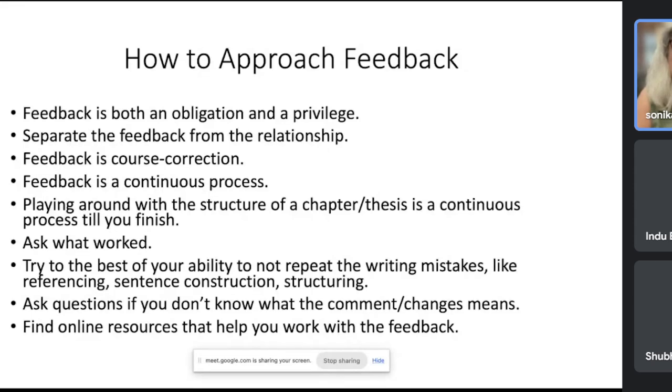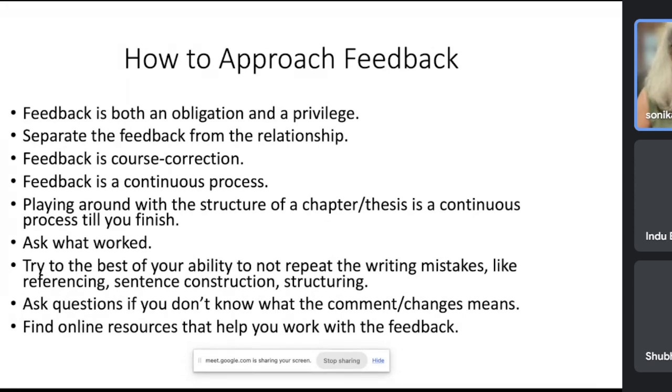So ask what worked. Okay? Make sure you ask what worked. If you've not got that feedback, go back and ask. And have that conversation. I've understood this, and this. I would like to also ask, what is it that worked, so I can build on that.